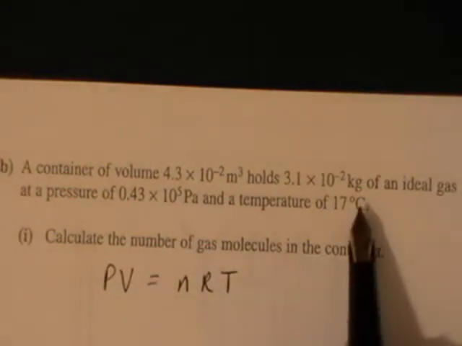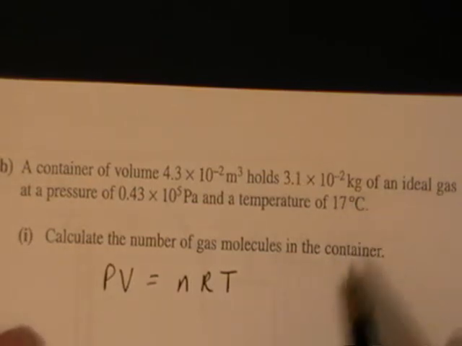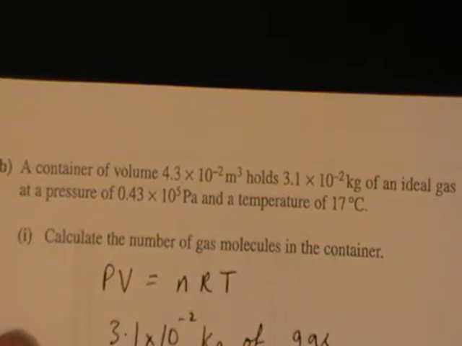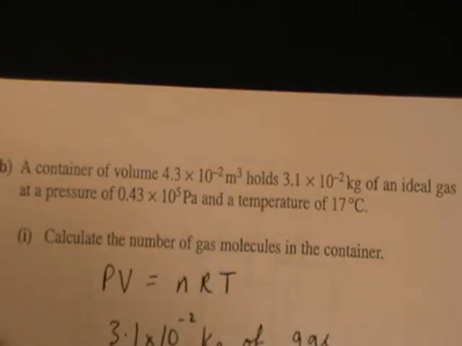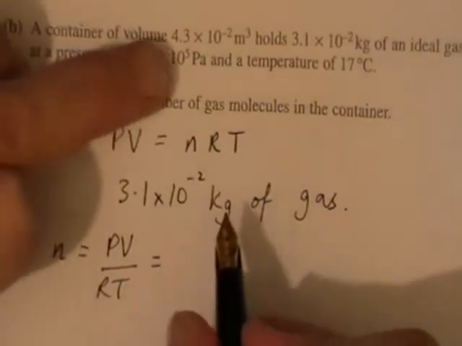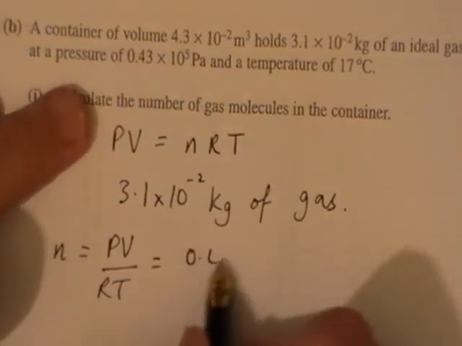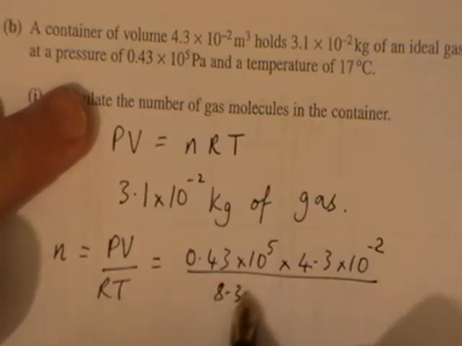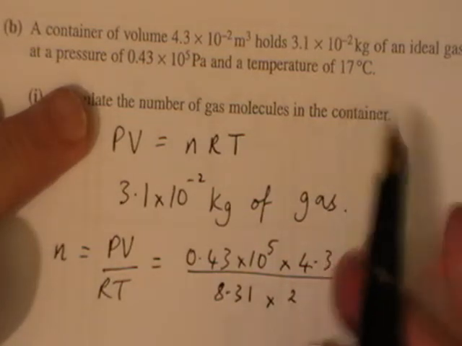So we know that it holds 3.1 times 10 to the minus 2 kilograms of gas, and so the number of molecules, first of all we need to work out the number of moles, so we're going to say n is equal to PV over RT, so that's equal to 0.43 times 10 to the power of 5 times 4.3 times 10 to the minus 2 divided by 8.31 times 273 plus 17 is 290.